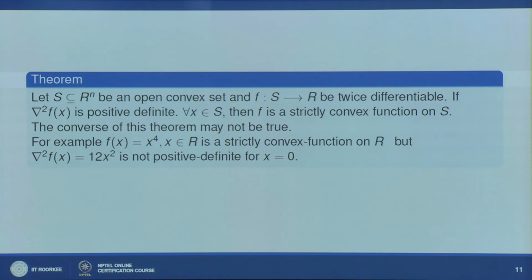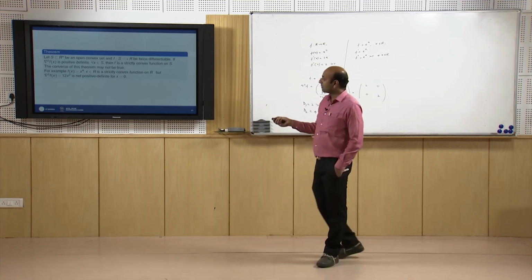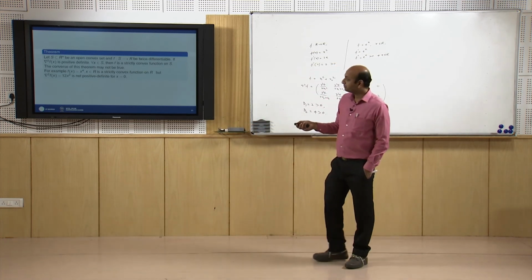Now, why is the converse not true? We have a counter example like x raised to power 4. Graphically you can easily see that this function is strictly convex, okay. But when you take the second derivative of this function, it is 12x square, which is not positive definite for x equal to 0. So, the converse may not be true, okay.